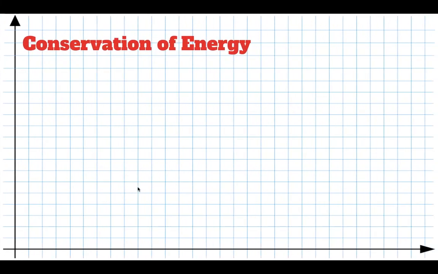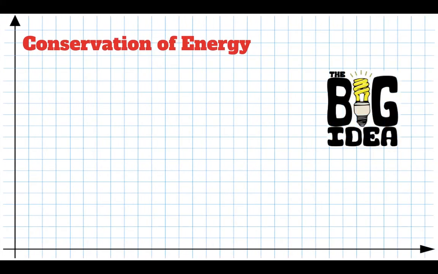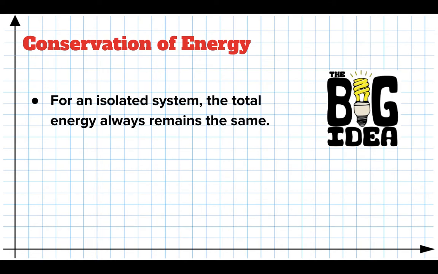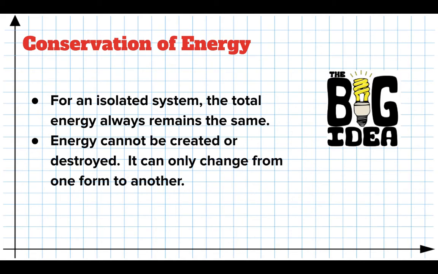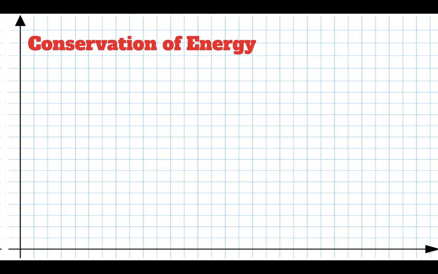All right? So that leads to the conservation of energy principle, and that is that for an isolated system, the energy always remains the same. An isolated system is a system that doesn't interact with anything outside of its environment. So energy cannot be created or destroyed. We can only move it around from one form to another. And if we have an isolated system and we can track all the forms of energy, then we can say that total energy is conserved.